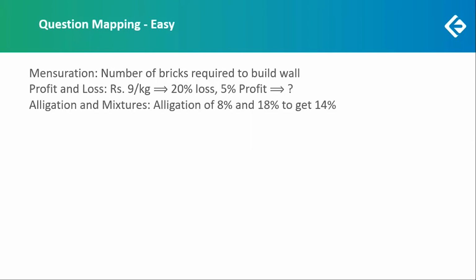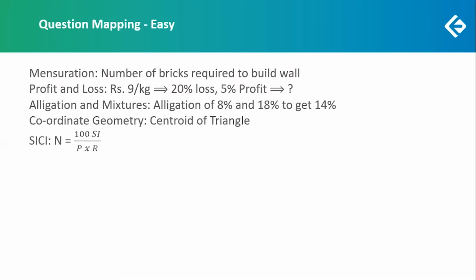Then there was a question on allocation and mixture. It was a standard allocation mixture question where we had to mix 8% and 18% in order to get a total of 14% overall. Then a question on coordinate geometry, which was based on the centroid of a triangle. So anybody who knows the formula to find the centroid of the triangle could have done this question within 1 minute's time. A question on simple interest, compound interest.